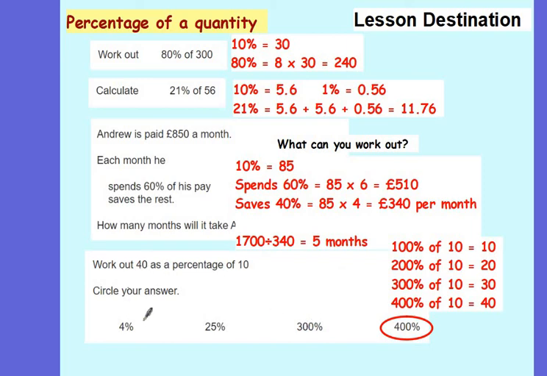If you got the last one, well done. I asked you to work out 40 as a percentage of 10. 100% of 10 would be 10. So 200% of 10 would be 20. 300% of 10 would be 30. And 400% of 10 would be 40.